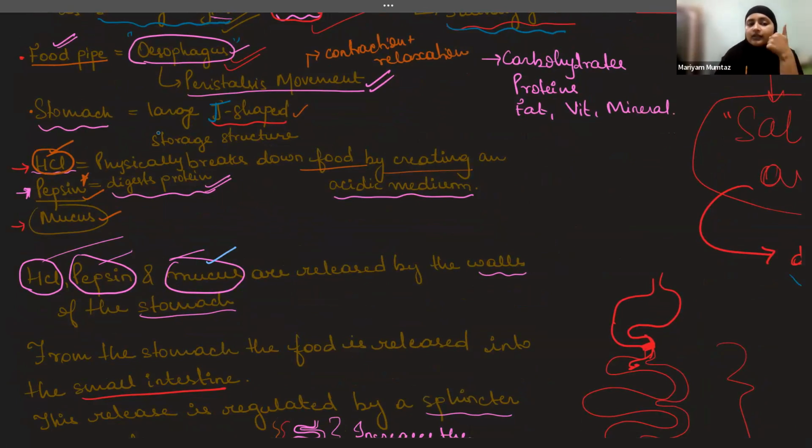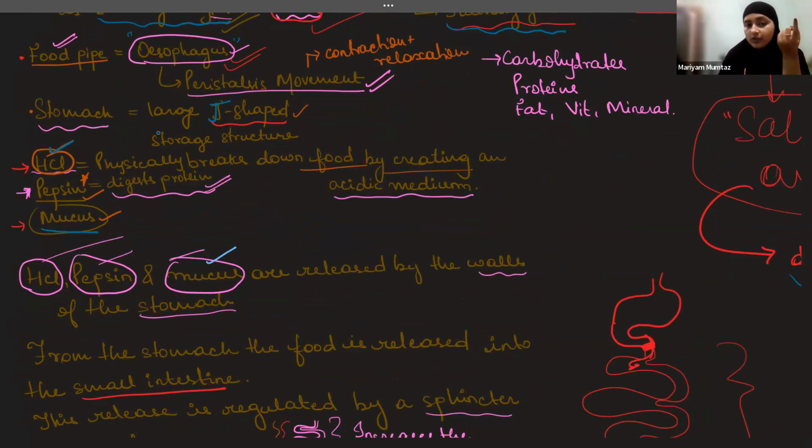Okay, what are they? The first thing that has been released is the hydrochloric acid. The strongest acid, right? Hydrochloric acid. Secondly, the enzyme that is known as pepsin. And thirdly, mucus is released. Each of those have their own different function.